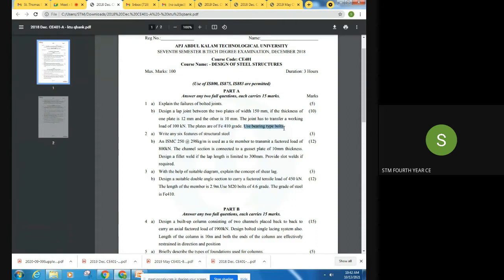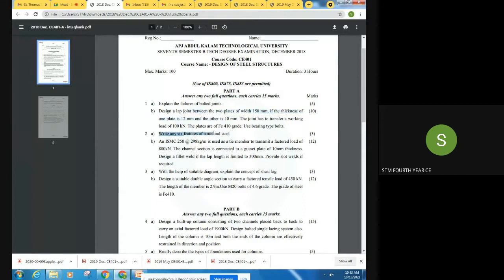So if it's given that bearing type of bolt is to be used, then you have to use 4.6 grade bolt. Okay. So the bearing type of bolts are made of 4.6 grade. So this problem you can solve for 10 marks. Or if you are not capable of solving, just inform me. Okay, so I hope you can do this because we have done a similar type of problem.